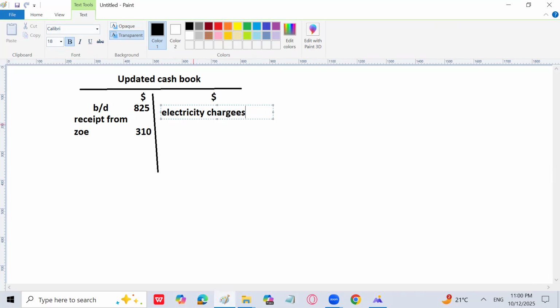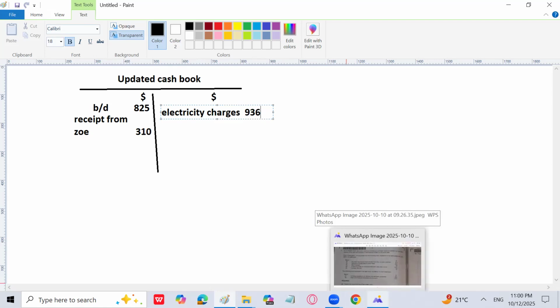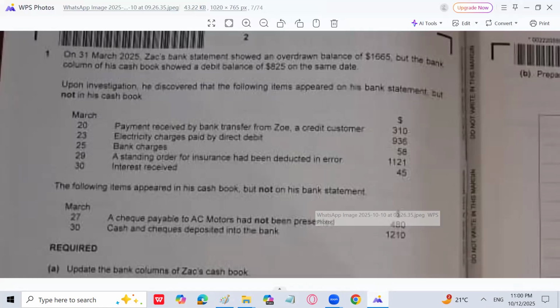So electricity charges are here. That is 936. This is a payment. Why? Because it is debited in the bank statement, but not yet credited in the cash book. So I have to give it a credit in the cash book bank column because it is not recorded in the cash book. Bank charges, that is 58.